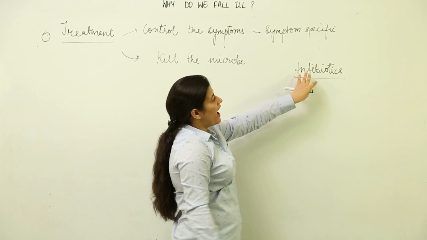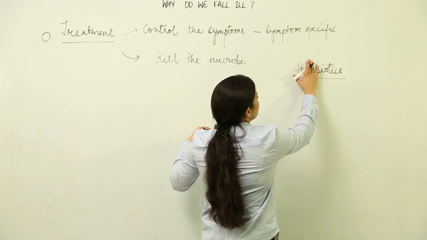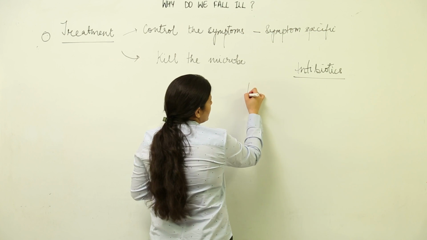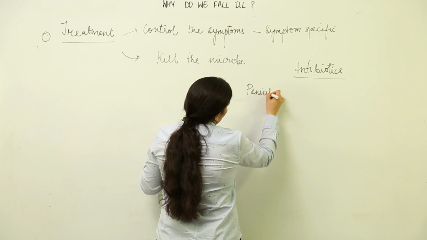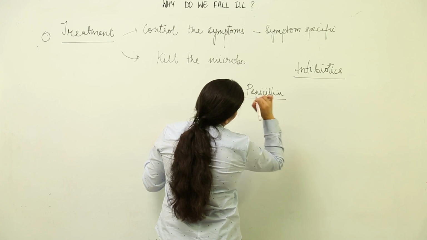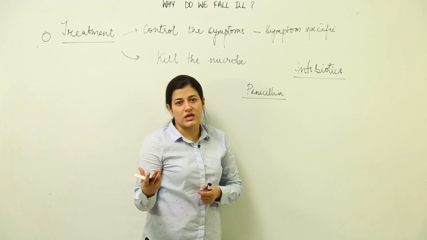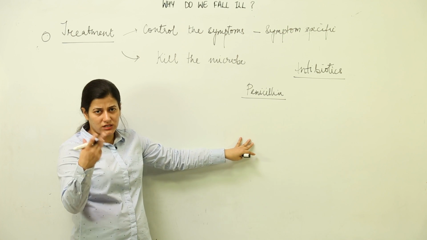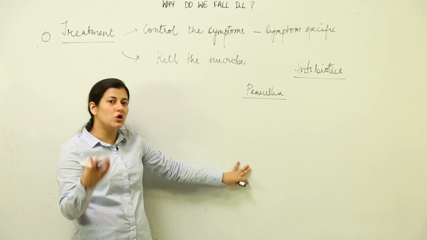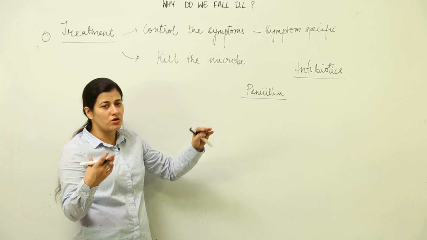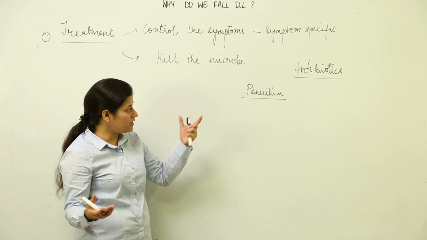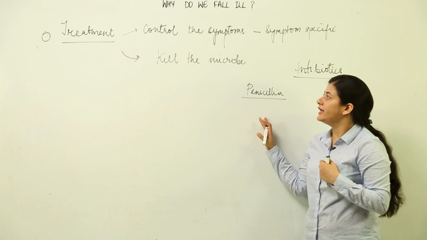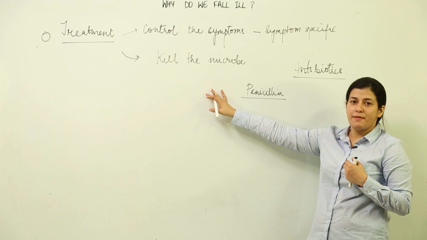That is why we have anti meaning against, and biotic, some living organism against another living organism, and the example is penicillin. The classic case is where Alexander Fleming was studying staphylococcus, and penicillium was growing over there, so he termed it penicillin. It helped a lot of wounded soldiers and many diseases in the World War, and he was awarded a Nobel Prize for his discovery. So we have killing the microbe as one of the methods of treatment.